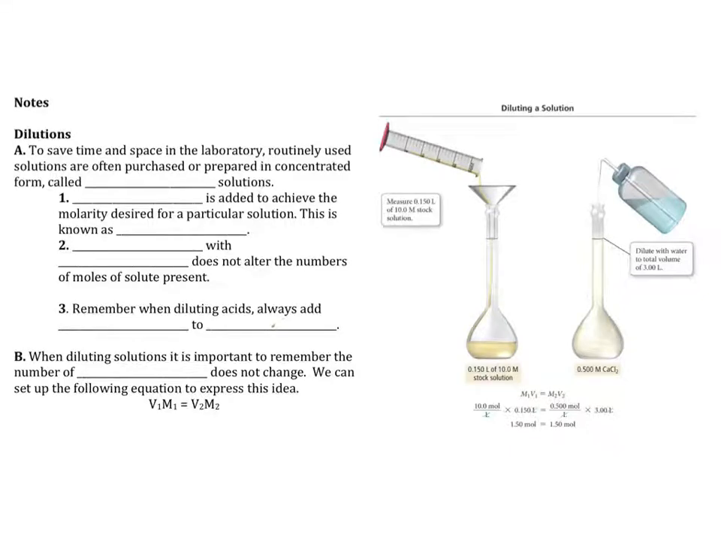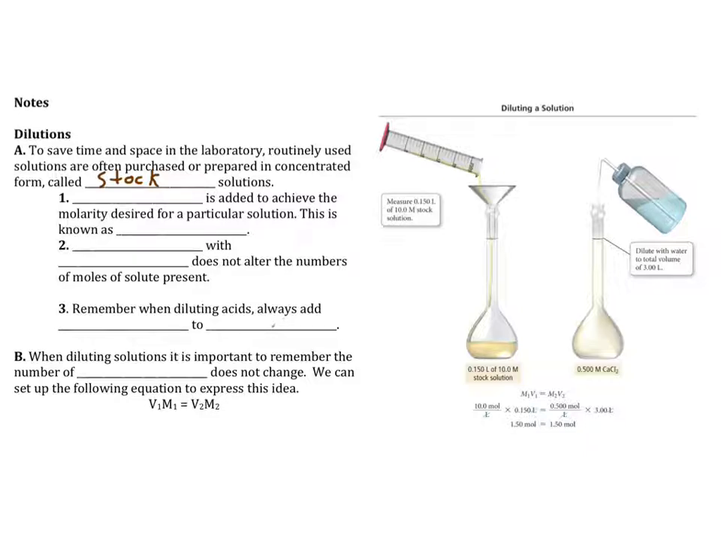All right, let's go ahead and talk about dilutions, a very important part of chemistry and something that is used quite frequently. To save time and space in laboratories and in chemistry classrooms, solutions are often purchased at a higher concentration, and we'll talk about why, and they're stored at that higher concentration. These are called stock solutions. If you were to go into the chemistry stockroom and look at solutions, we have very concentrated solutions in there. And that's the way that they're ordered.